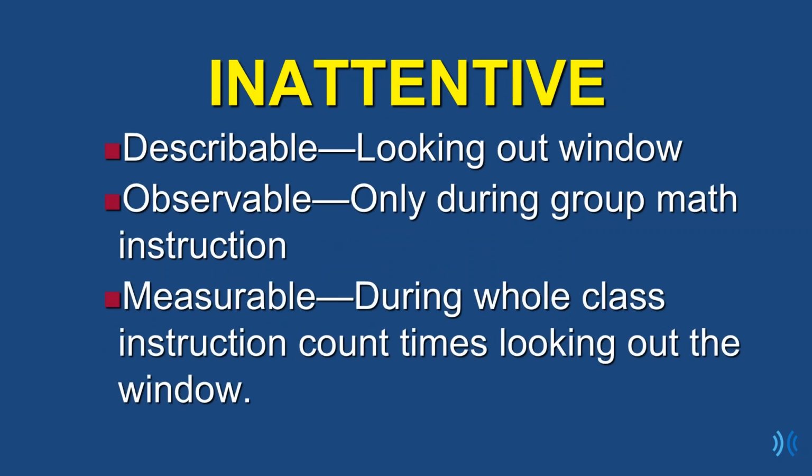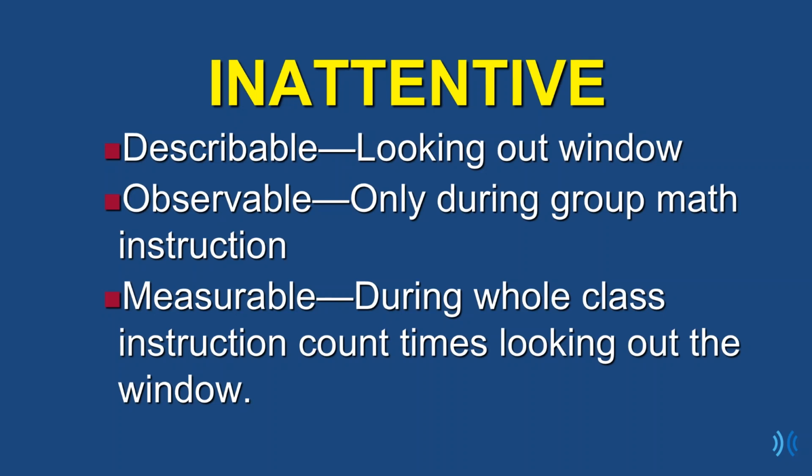Now, we say we want to look at words that are describable. We can say looking out the window. Well, that's far more informative than saying it is not paying attention. Is it observable? Yes. I see it during group math instruction. So that leads us to believe we're not going to see it in individual instruction. And it's measurable: during class instruction, you'll be able to count the number of times the child looks out the window. It's very easy to measure.